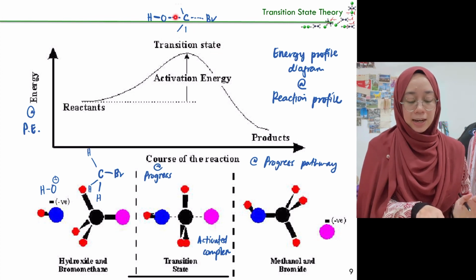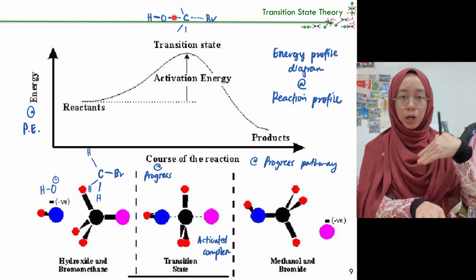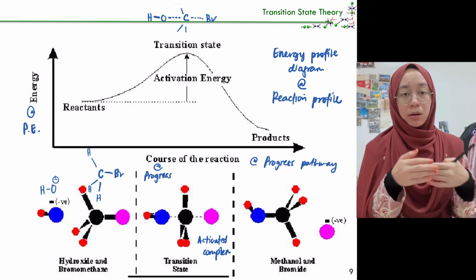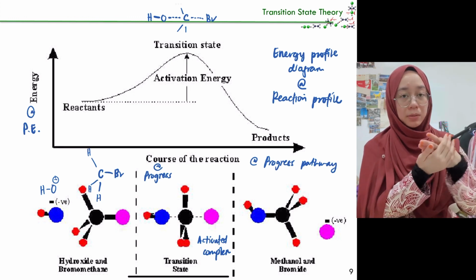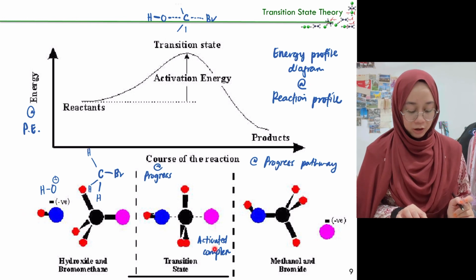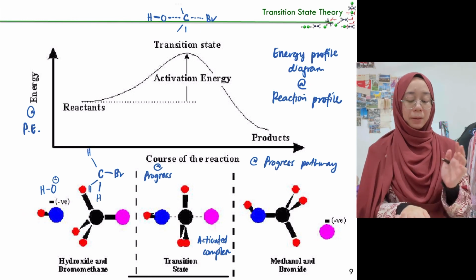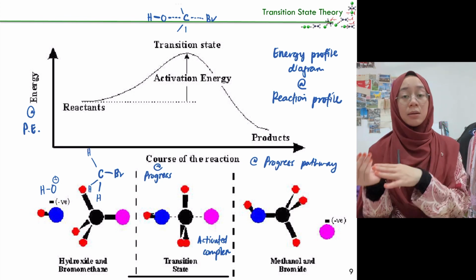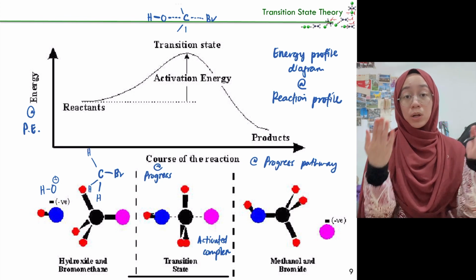Dia akan ada garisan putus yang untuk menunjukkan a new bond is formed. Akan ada garisan putus yang untuk tunjuk that the bond might be akan putus lepas ni. Okay, so ini dipanggil activated complex. And then kalau dia dapat menghasilkan, so activated complex tadi kan dia akan decompose either jadi reactant balik, or it might decompose into a new product, right?